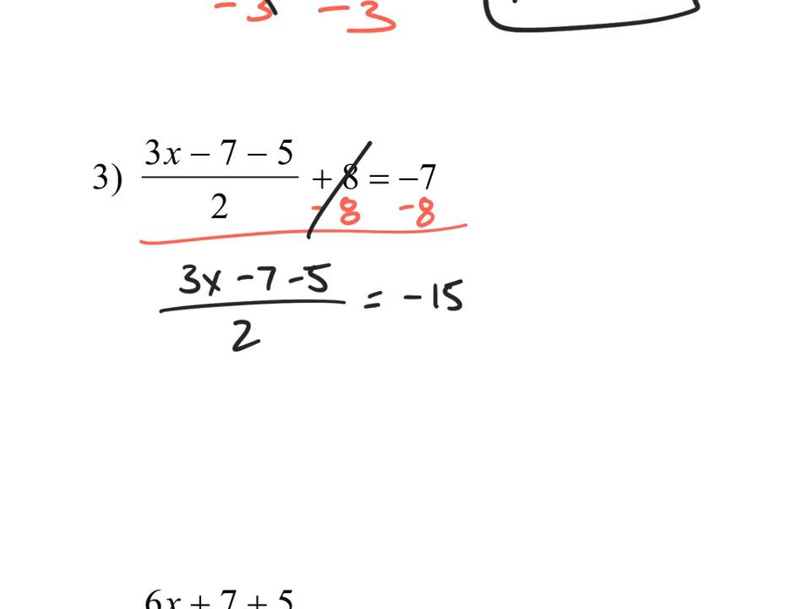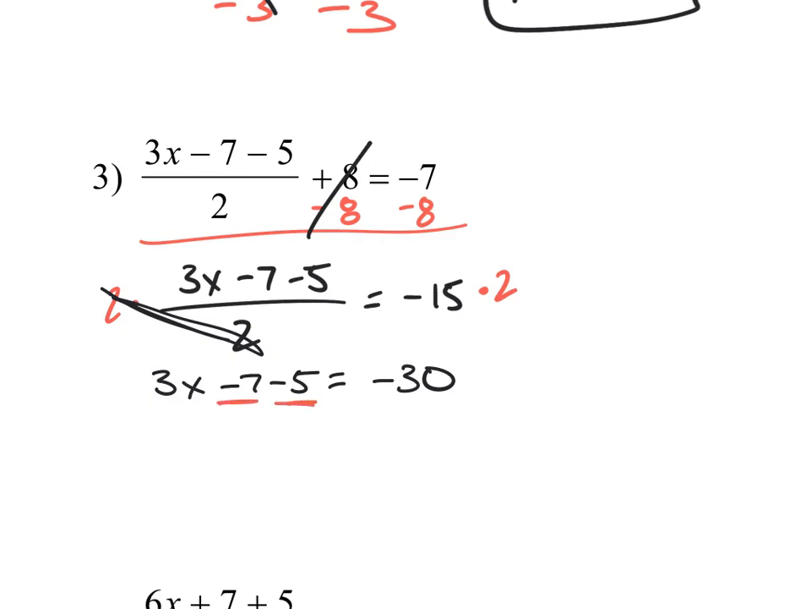Now I'm in a scenario where I've got that whole crazy kind of fraction deal. Are y'all with me? Now, to undo dividing by 2, you would have to multiply by 2. Y'all are going to have to do this on your own. Make sure you're seeing this. Those things would cancel out. You would get 3x minus 7 minus 5. Negative 15 times 2 becomes negative 30. Now, we're still not ready to go because we've got to combine our like terms. So, you get 3x. Negative 7 minus 5 is negative 12, which is equal to negative 30.